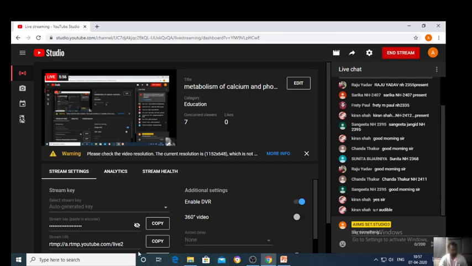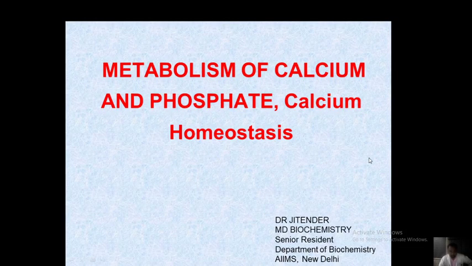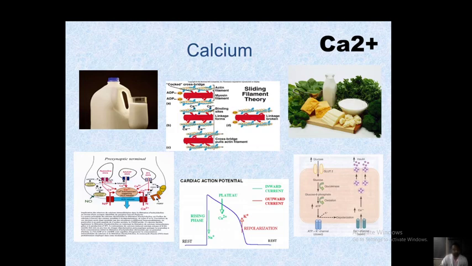So, okay, let's start today's class. Today's class is on metabolism of calcium and phosphate and the regulation of calcium and phosphorus, both we'll discuss. This class will take some time. It's a big class, so just be patient. So let's see the sources of calcium. What are the sources of calcium and what is the function where it's required?